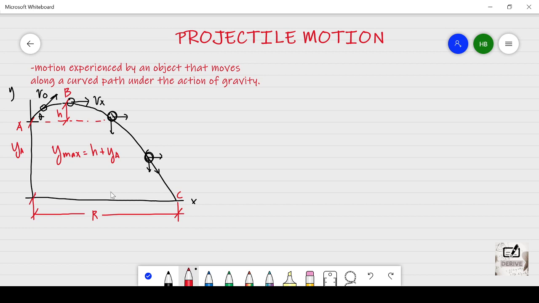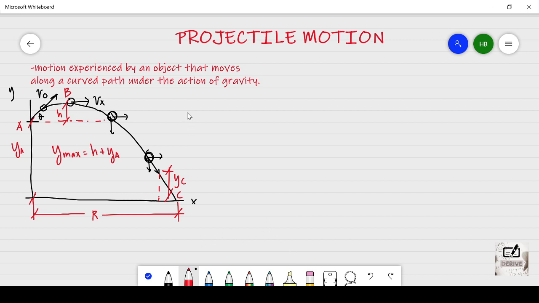Consider a particle of this shape that comes from point A with an elevation of YA to the ground at point C. In other scenarios, it would go from YA to another elevation, for example YC. But in this scenario, we're going from point A to point C only, where point C is on the ground. Okay, so let us start the derivation of the formulas.